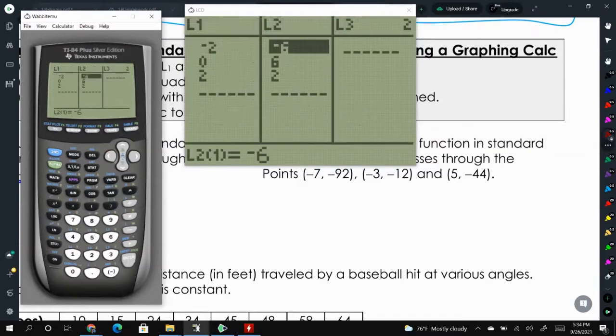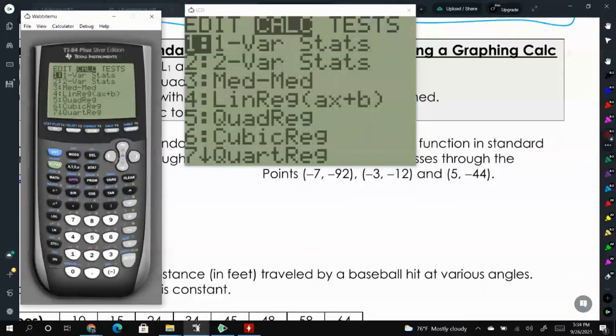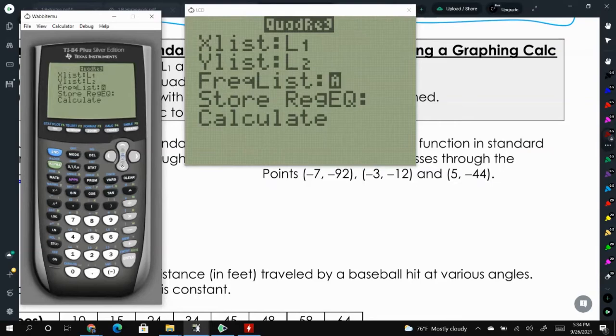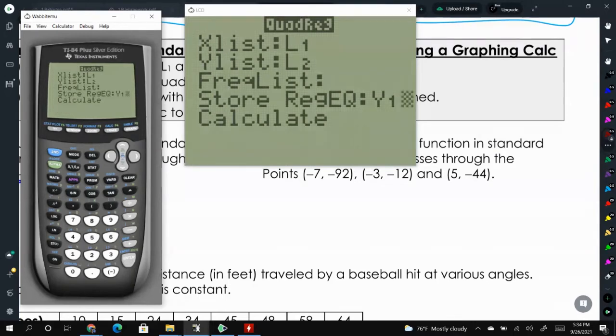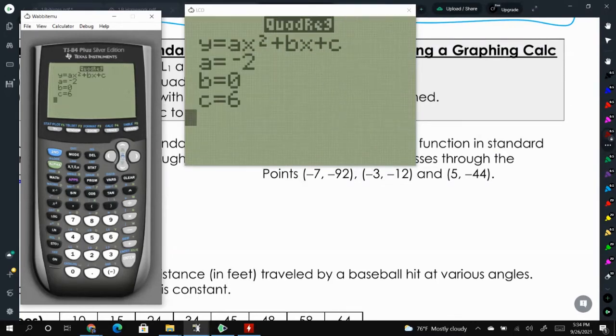So stat, edit, and then I'm going to put -7, -3, and +5. So all of those x values. Then for the y values, -92, -12, -44. So that's good. Stat, go over, go down to quad regression. And again, I just like to do this extra step. And we'll calculate.